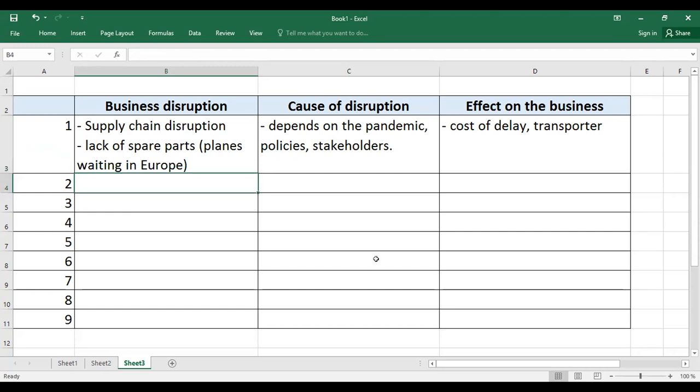Okay. So the effect on Vietnam Airlines in the end, cost of delay. Yeah, passenger disruption.